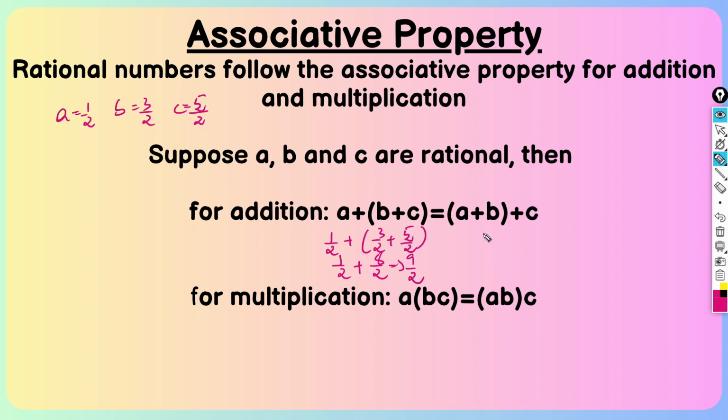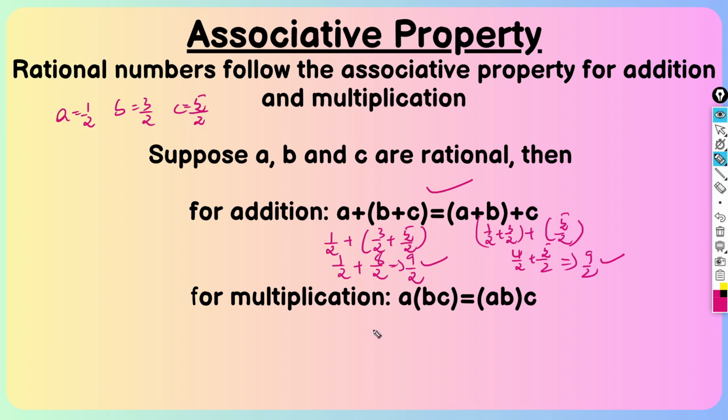Similarly, we will see (a plus b) plus c, that is (1 by 2 plus 3 by 2) plus 5 by 2. So this becomes 4 by 2 plus 5 by 2. This is equal to 9 by 2. So a plus (b plus c) is 9 by 2 and (a plus b) plus c is 9 by 2. So for addition, rational numbers follow associative property.